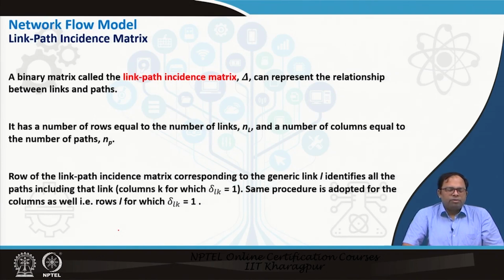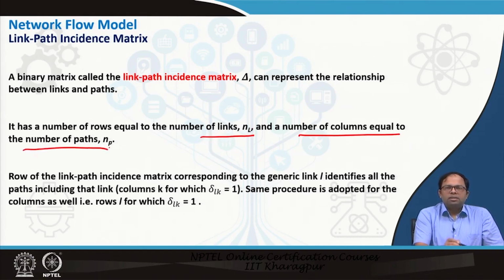In this particular link path incidence matrix, we see that the total number of rows equals the total number of links NL, and the number of columns equals the total number of paths. That means on each column we will list the paths, on each row we will list the different links, and then we use 1 or 0 to represent if that link is within that path or not. So, that is what is stated here. The row of the link path incidence matrix corresponding to generic link L identifies all the paths including that link, columns k for which delta Lk equal to 1. The same procedure is adopted for columns as well, that is row L for which delta Lk is equal to 1.